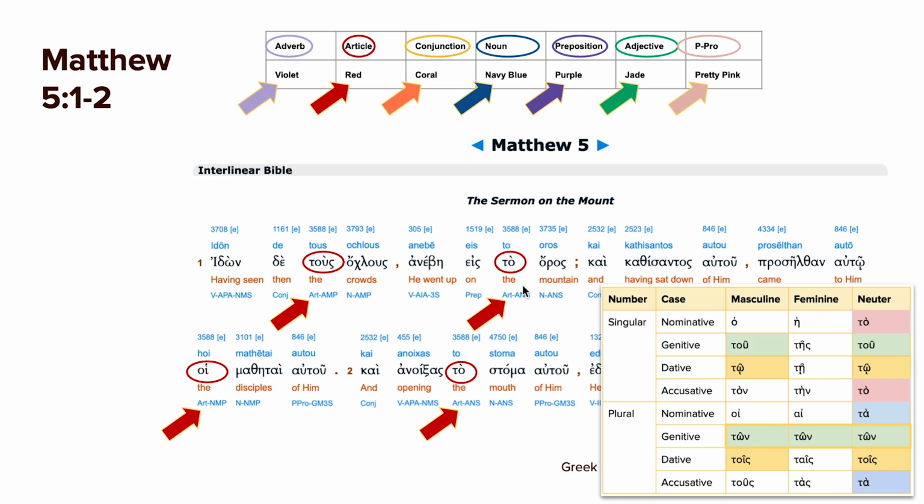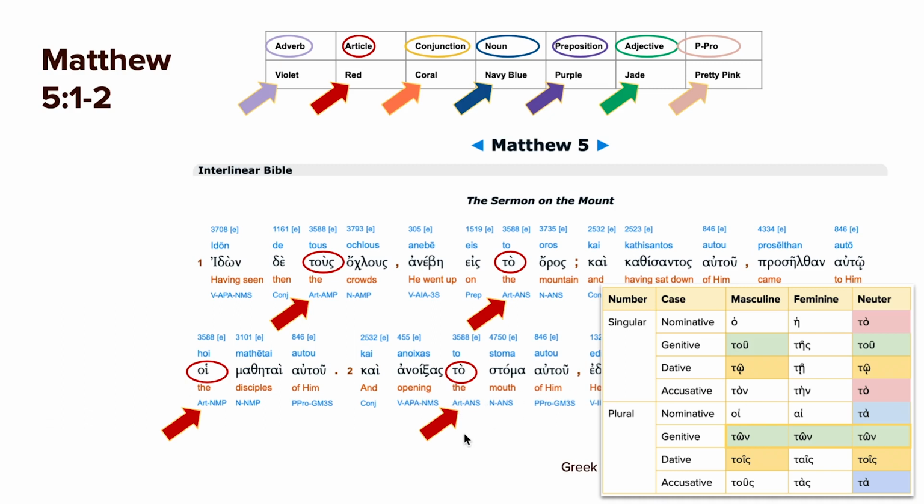And then he went up on the mountain. Eis is with accusative, so that's accusative, neuter, singular for the mountain: to oros. Ta. And again, we have our reminder down here, and that's the same. Ta is the same in the nominative and the accusative. And then we come down here, we have the disciples came to him. So hoi mathetai. That's the nominative because it's the subject. Hoi being nominative, masculine plural. And finally, Jesus opened his mouth.